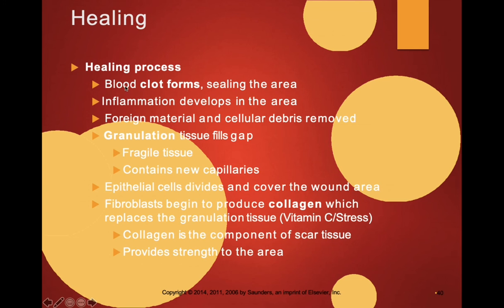The healing process, blood clot starts to form. It seals the area. Inflammation, we saw, also develops in the area. The foreign material and cellular debris is removed by phagocytosis and macrophages. We saw granulation tissue fill in that gap. We saw the new capillaries that start to develop in the area. We saw the epithelial cells divide, right? Mitosis, and it covers that wound area. Fibroblasts were there, and they begin to produce collagen.